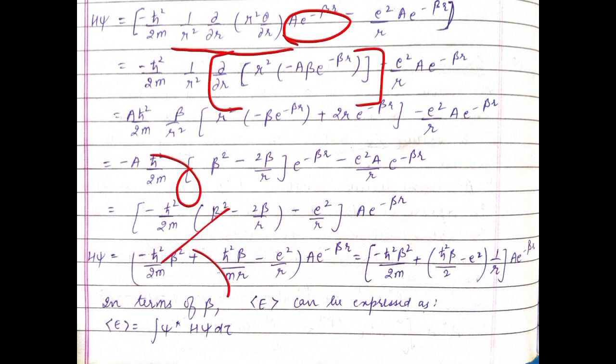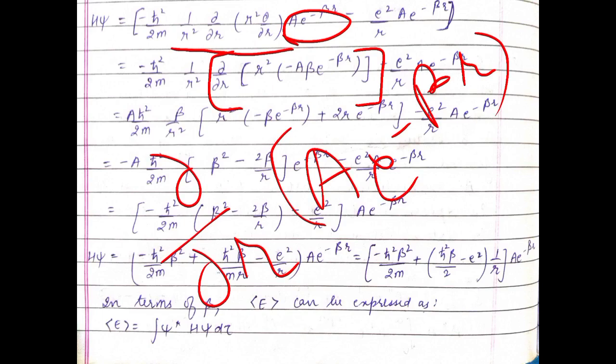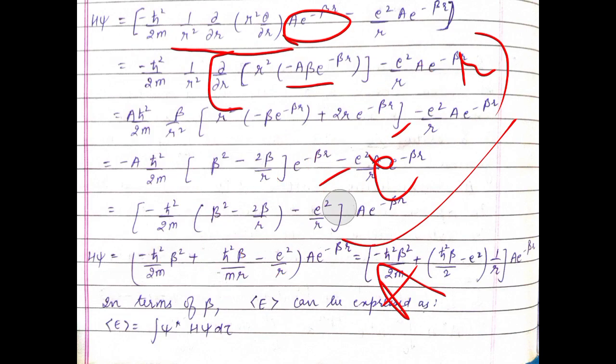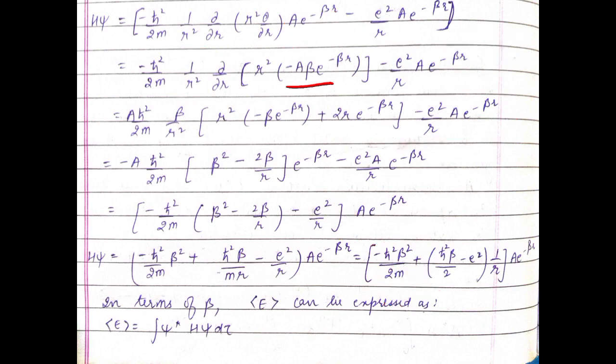So we will get del by del r of a e raised to power minus beta r. When we differentiate this wave function, we will get minus of a into beta e raised to minus beta r, because a is the constant. We will differentiate this term with respect to r, so e raised to minus beta r will give e raised to minus beta r into minus beta common in this term. So now this part is solved. Now we are left with r square into this term, and the rest of the whole term remains the same.